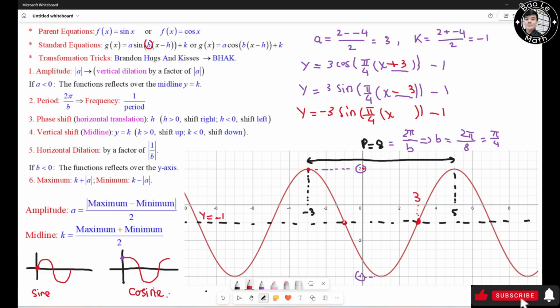You see that if you pick these points, the sine function shifts to the left 1 unit. So this guy must add 1. Shift to the left 1 unit and reflect over the midline. That's why we have the subtraction sign right here.